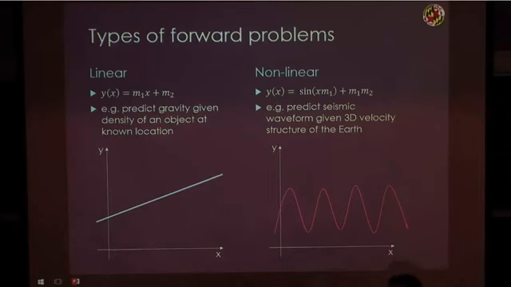Another kind of problem might be a nonlinear problem, which tends to be more common. So here I just have a simple one where I have sine, which of course I drew in PowerPoint, so it's not a sine, but it's sine plus some constant equals y. An example of a nonlinear inverse problem, and we'll get to this in more detail later, is to predict seismic waveforms given a 3D velocity structure of the Earth. There's a nonlinear relationship between the seismic structure and seismic waveforms.